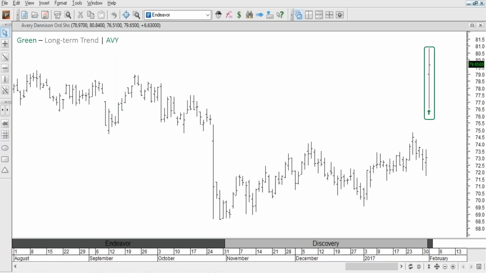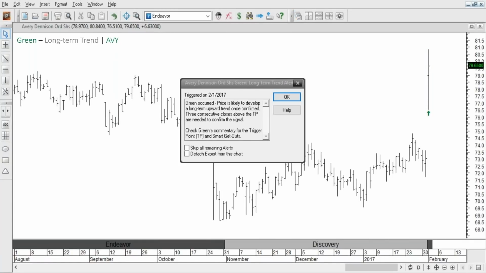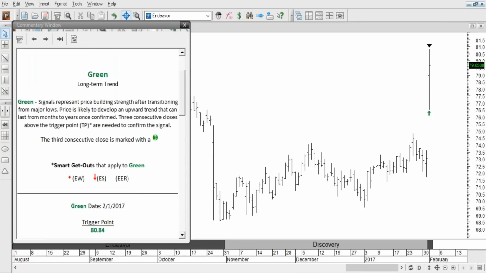Now, when the criteria is met and the signal occurs, you're also going to get an alert box that reminds you what the signal represents and to check the commentary for the trigger point. So I'll bring up the commentary. Notice how inside the commentary, everything is simple and easy to read. You're given the exact definition of green and the criteria needed to confirm the signal.